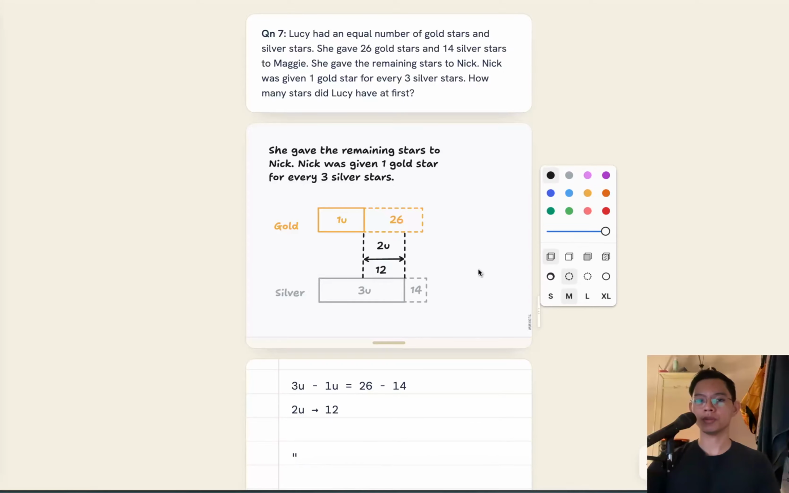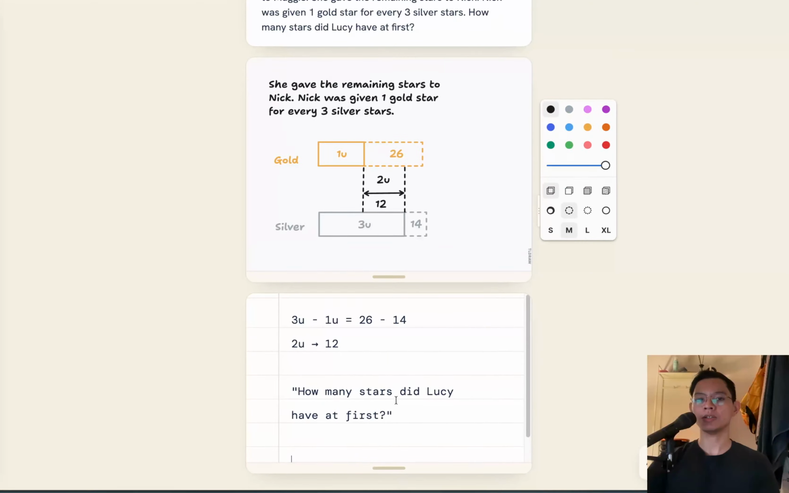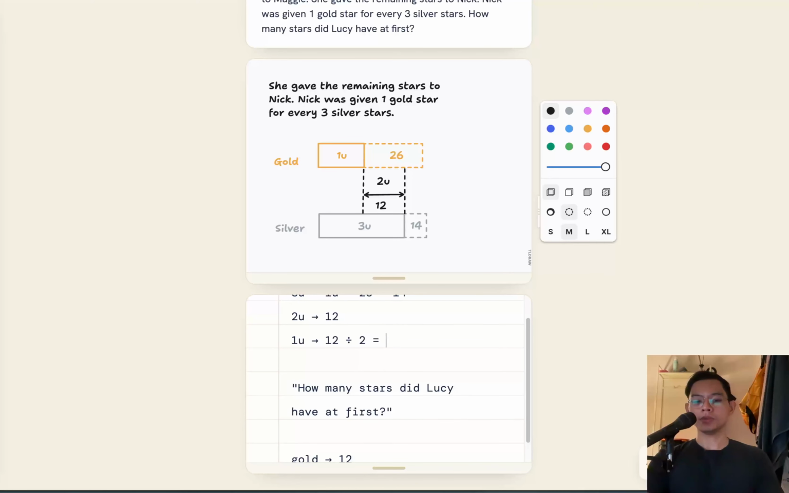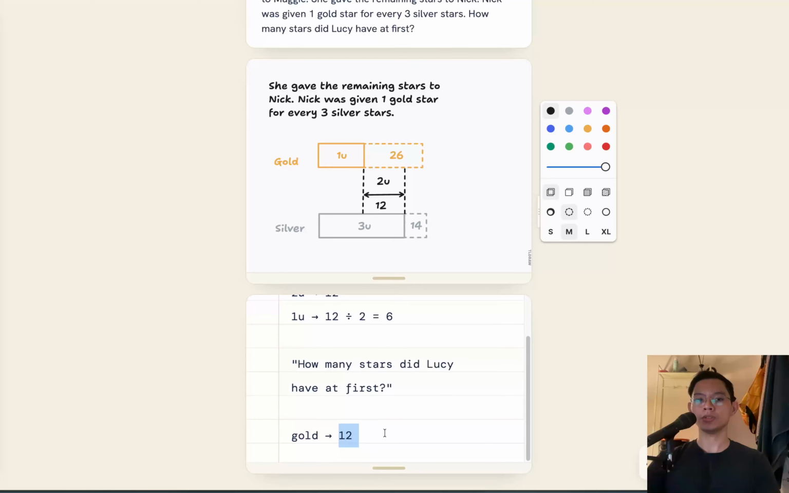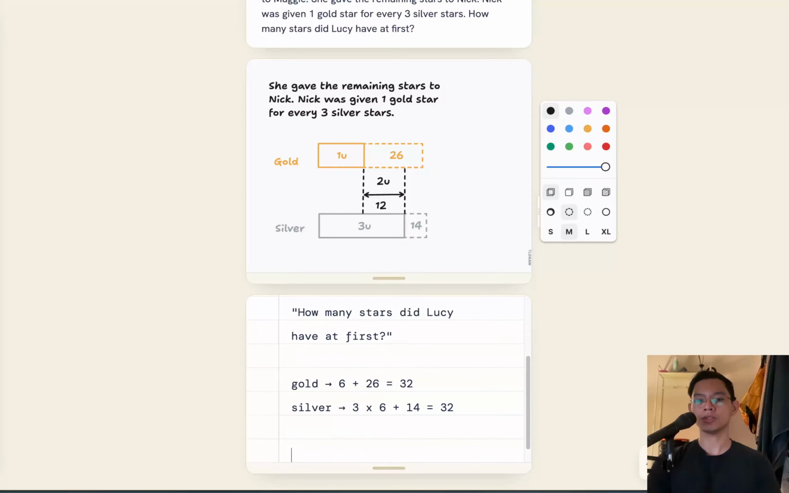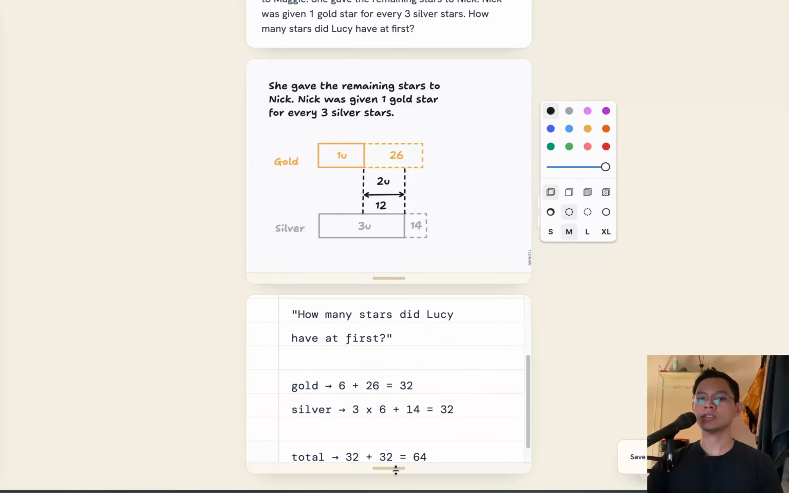I think it's pretty straightforward. So basically, gold is equal to 12. So we need to know 1 unit. 12 divided by 2 is equal to 6. So that means gold is basically 6 plus 26, equal to 32. And silver is 3 times 6 plus 14, which is also 32. So that means total equals 32 plus 32, which is 64. So there you go, that's the answer, 64.